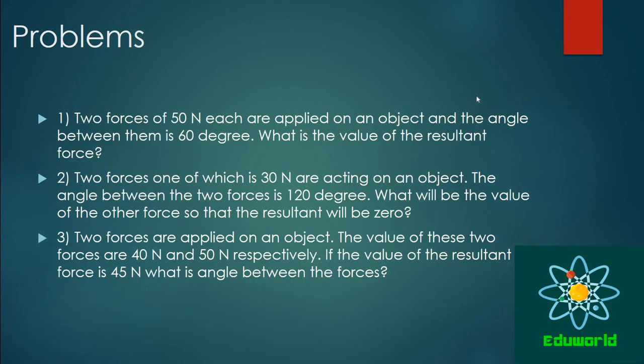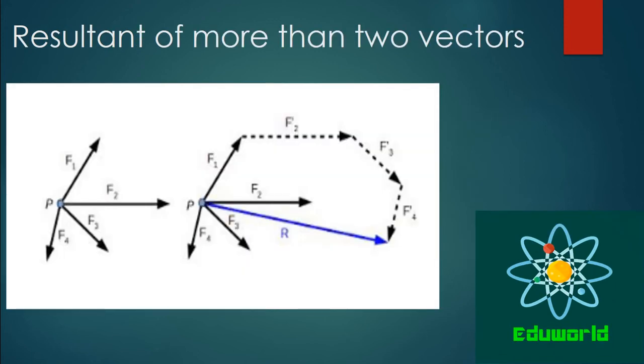So these are some examples. So you can solve these examples. They are very simple examples, and after some solving, if you face any problem, you can comment in our video and we will help you to solve these problems. So thank you very much guys, and now we will talk about resultant of more than two vectors.